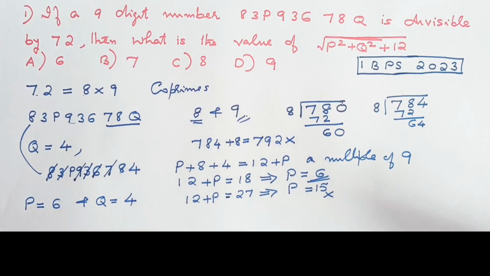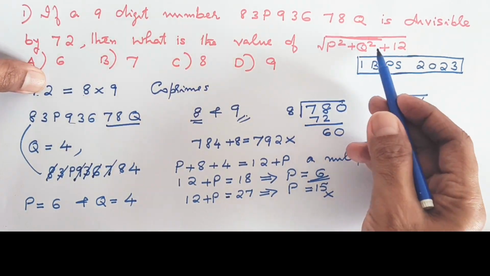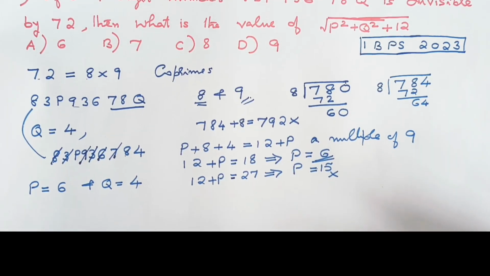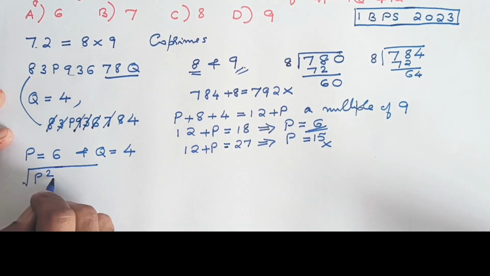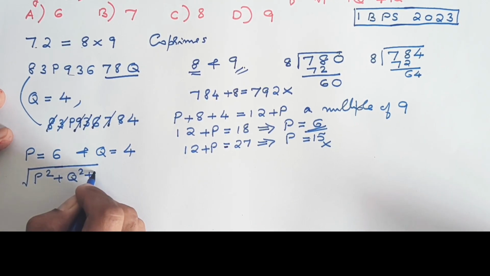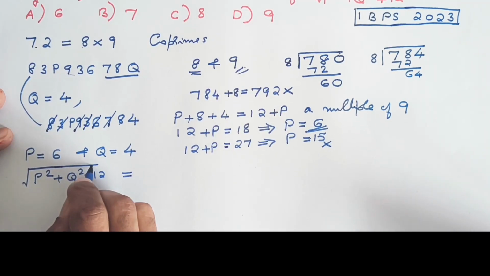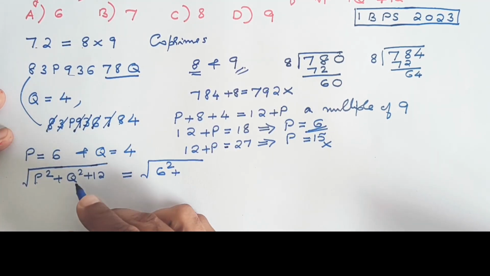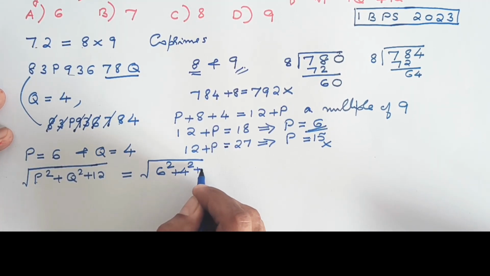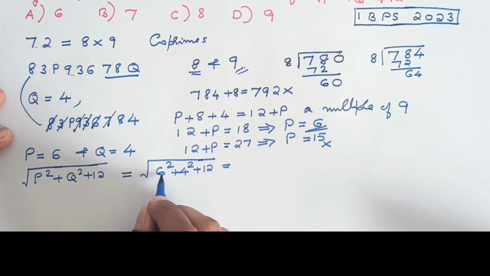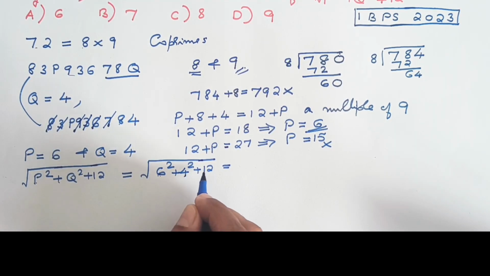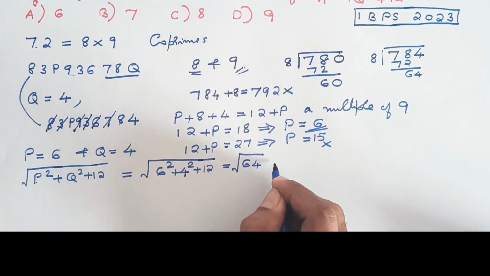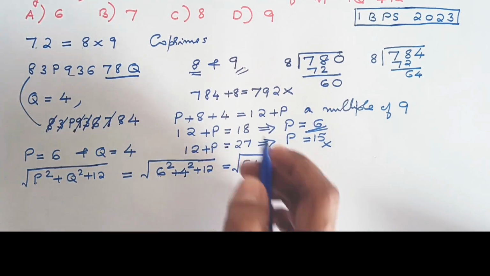The problem is about finding the value of this algebraic expression. Let me write that again. The required expression to be evaluated: square root of P square plus Q square plus 12 equals square root of 6 square plus 4 square plus 12. This is 36, this is 16, 36 plus 16, 52, 52 plus 12, 64, whose square root is 8. That is the third option in the problem.